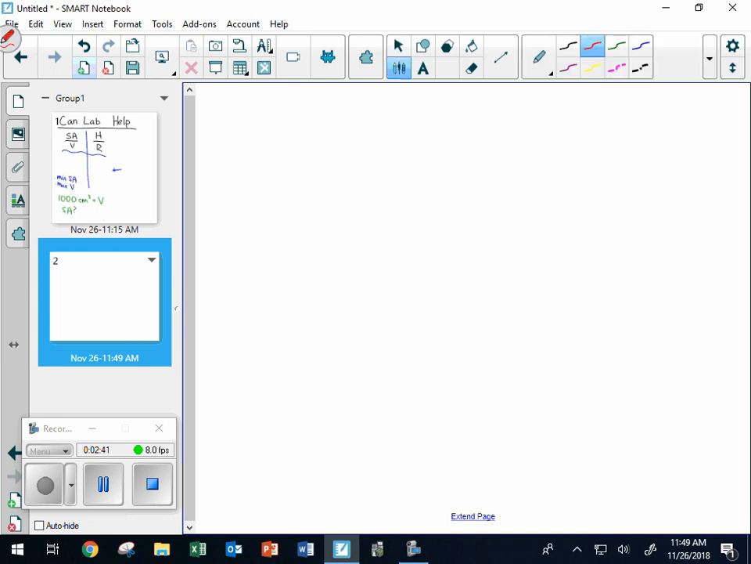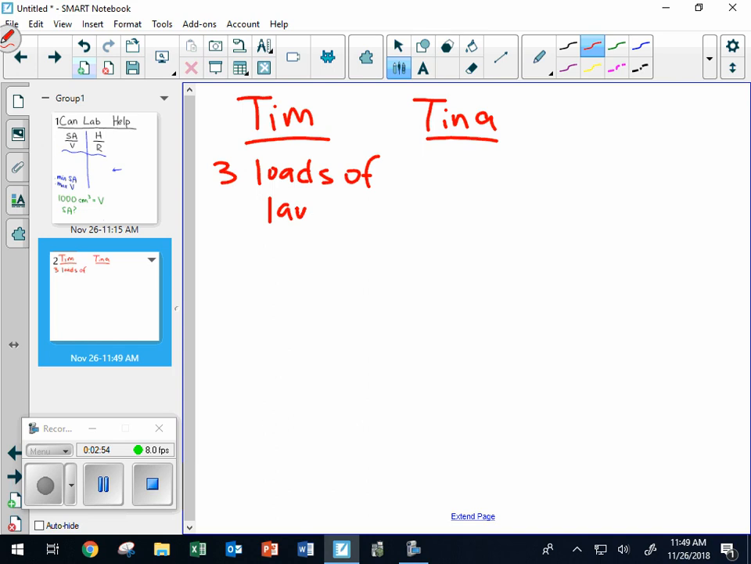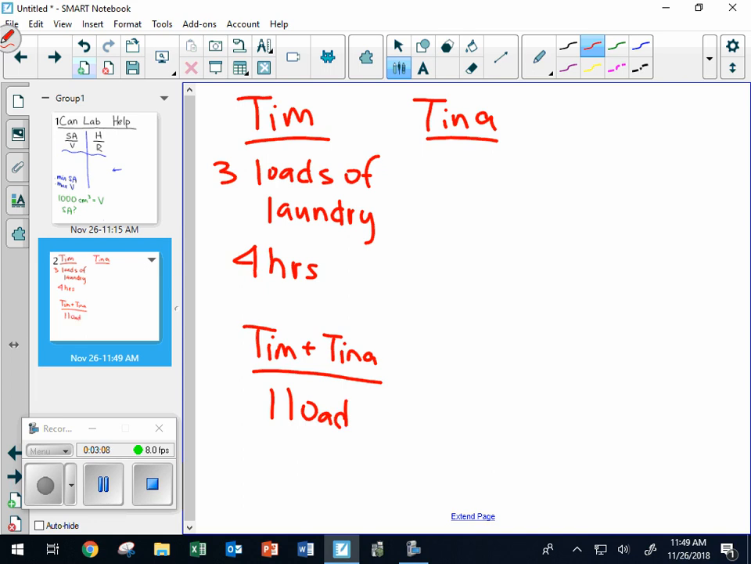For this word problem, we have two people, Tim and Tina. Tim can do 3 loads of laundry in 4 hours. And together, Tim and Tina can do 1 load of laundry in half an hour. We want to know how long it would take Tina to do 2 loads of laundry.